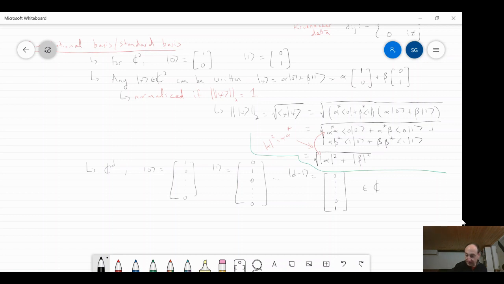You'll notice that all these vectors are in CD. You might be wondering why I labeled this last vector d minus 1 as opposed to d. There are d vectors in total, and the reason is that I started counting at 0. It's a zero-based counting system, partly because we want to generalize the idea of classical bits being 0 and 1. So we start counting the first basis vector at 0 rather than 1.